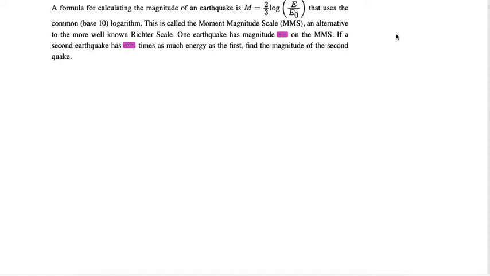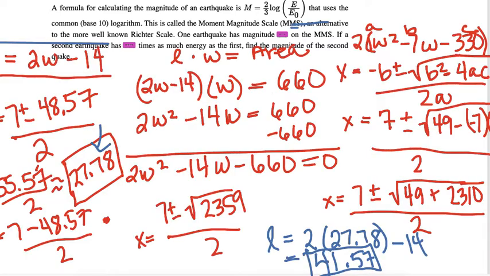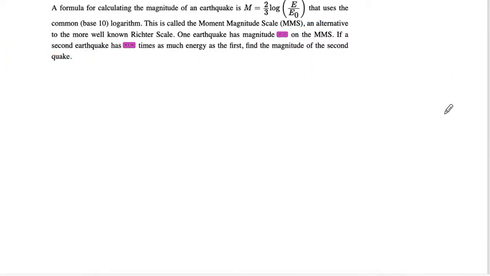One earthquake has the magnitude, so I'm going to put in 4.6. So here we have 4.6 for the magnitude, which is M. If a second earthquake has 200 times as much energy as the first, find the magnitude of the second earthquake.